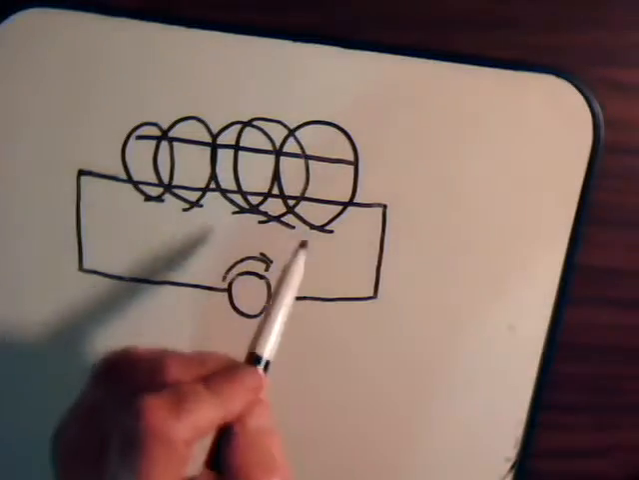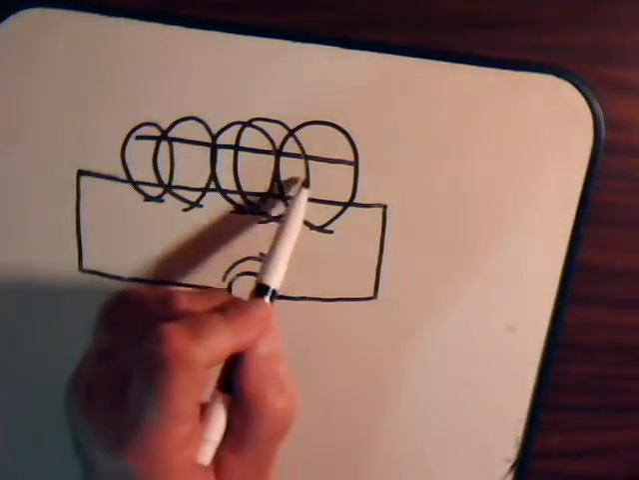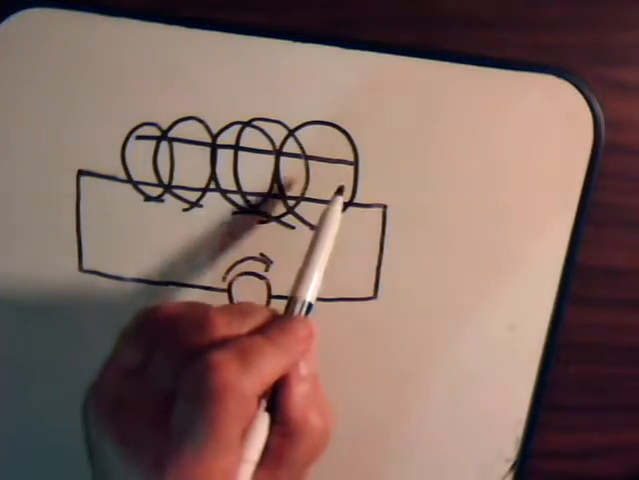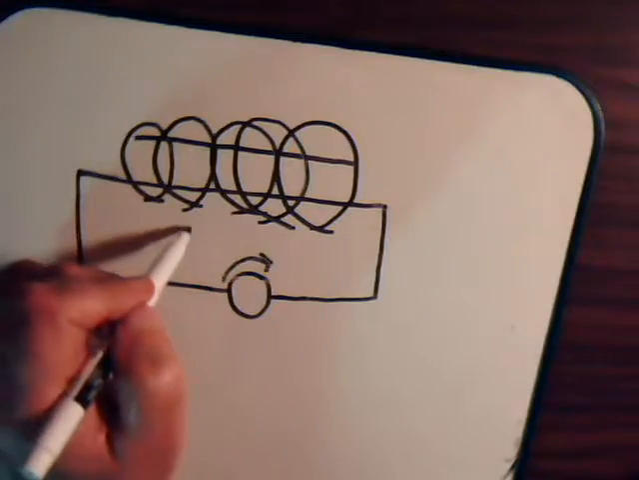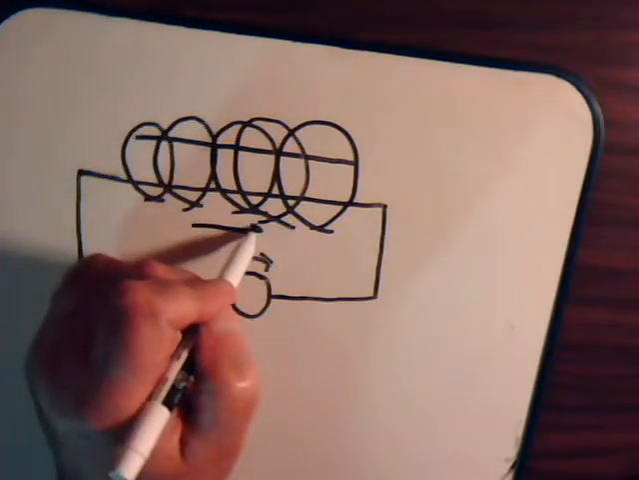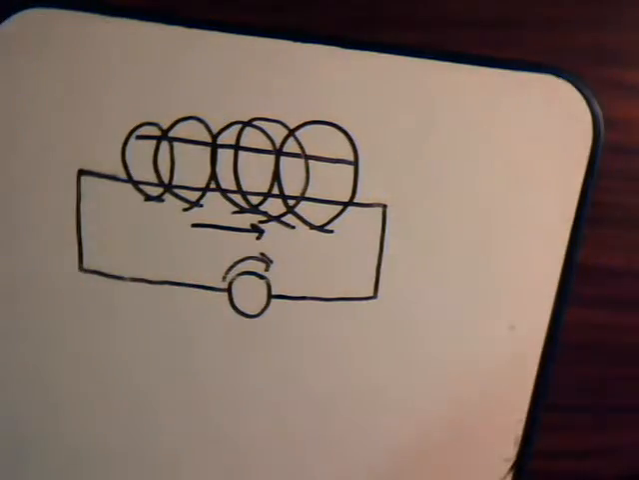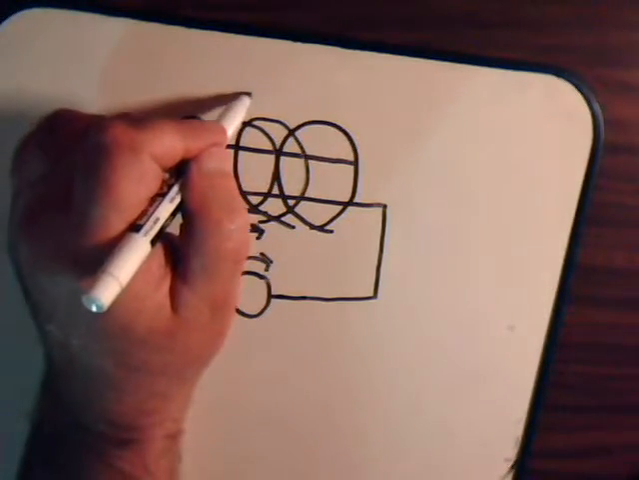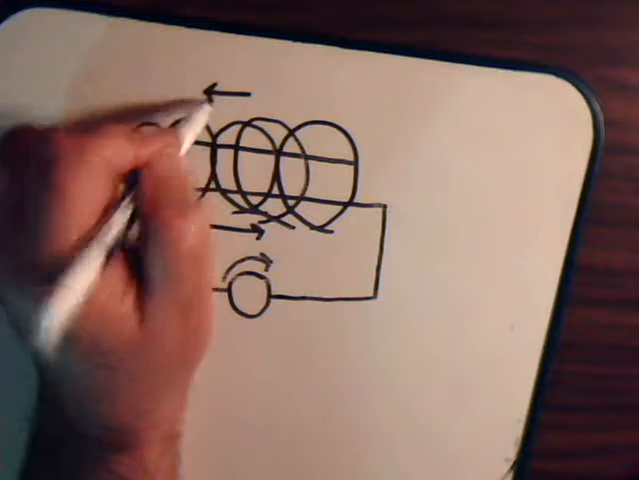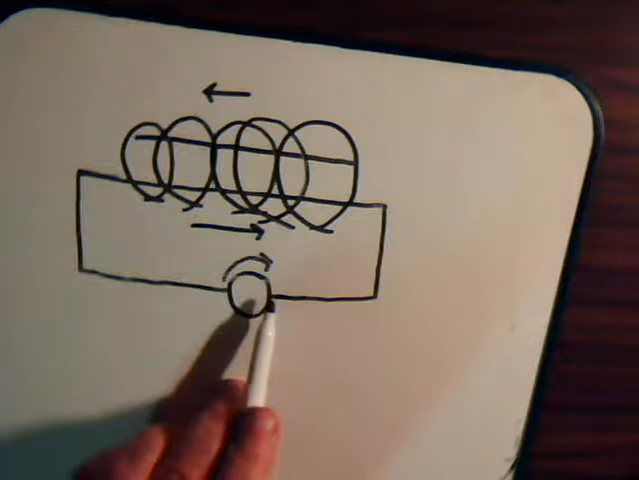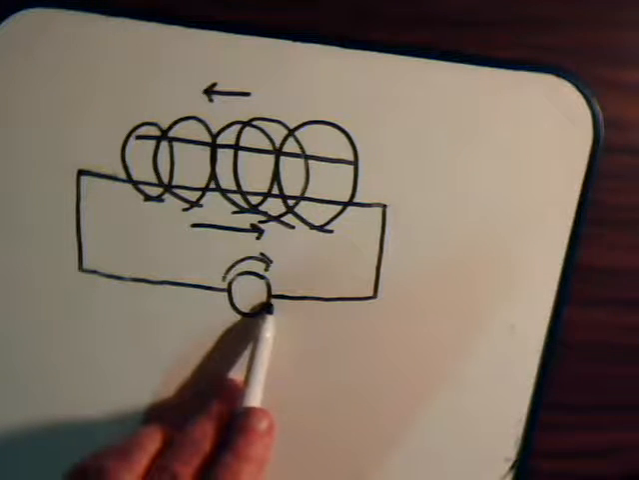When these lines of flux cross that second conductor, it induces a voltage drop so that there's a current that flows across this. And if this current in the original conductor was in this direction, the induced current in our second conductor will be in this direction.